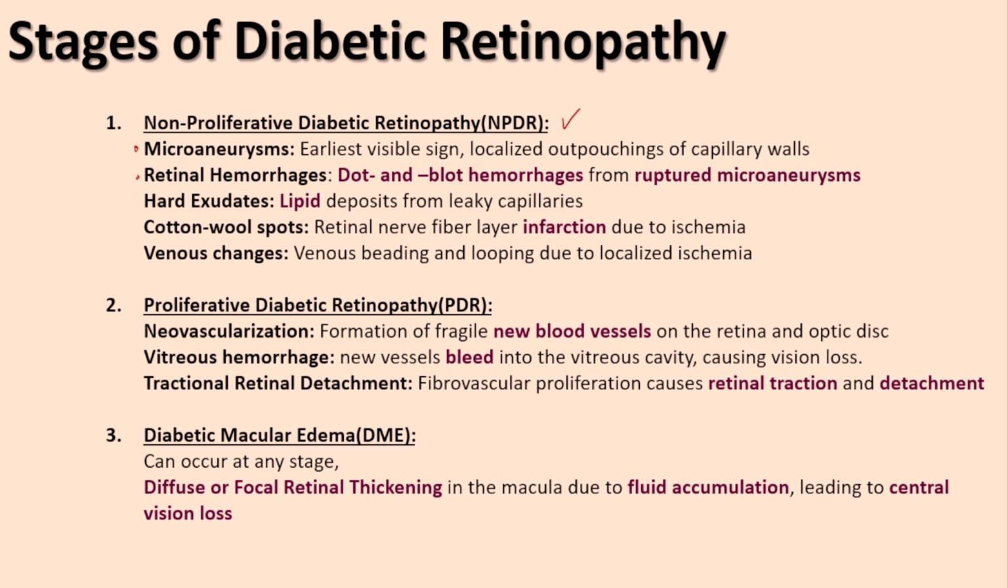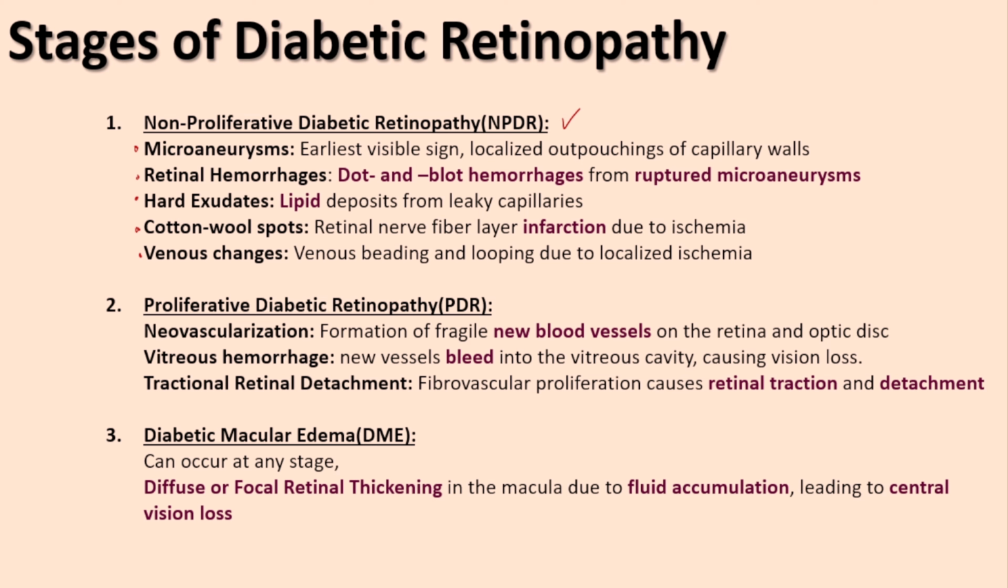So retinal hemorrhage, or dot and blot hemorrhages, are resulting from ruptured microaneurysms. When we have aneurysms, we have a weakened wall of the capillary, so as the result they can bleed and we have retinal hemorrhages. We can also have hard exudates, and these are lipids that are deposited from the leaky capillary. We can have cotton wool spots, and these are retinal nerve fibers that have infarction due to ischemia happening in the previous stages. Also, we can have venous changes, and here we have venous beading and looping, and again these two last changes are due to localized ischemia.